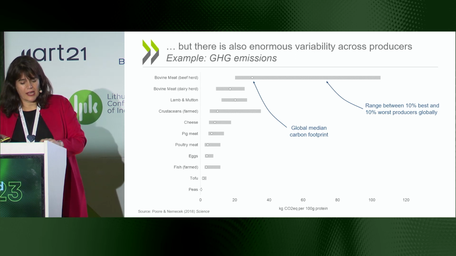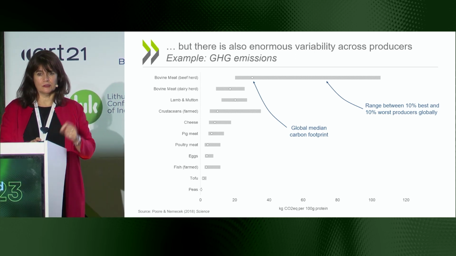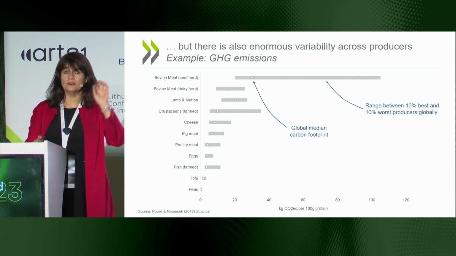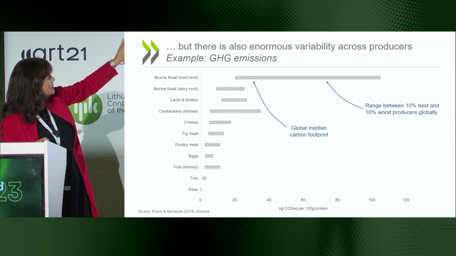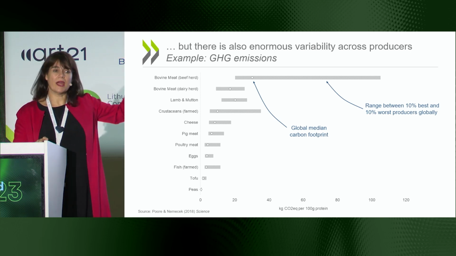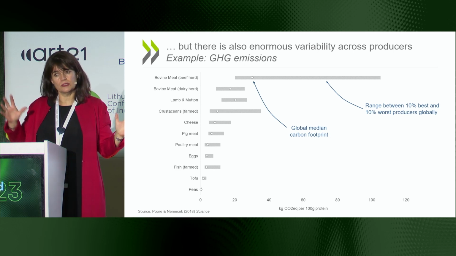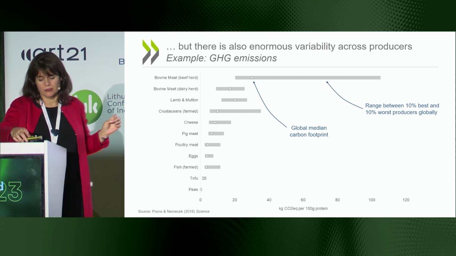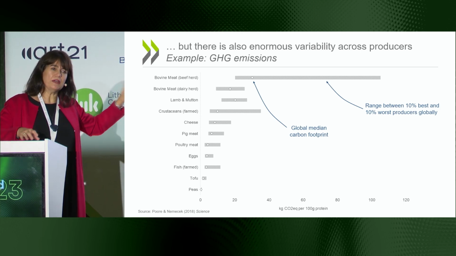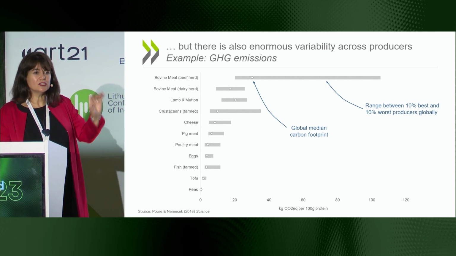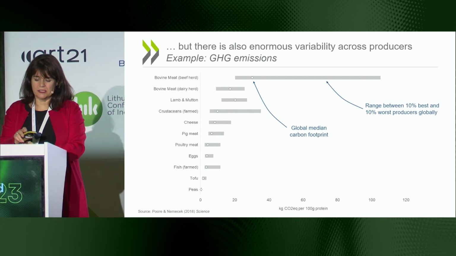Within those averages, there's actually a big difference between producers, and that can be even producers within the same country. The white dot shows the global median, and the grey line is the range between the 10% best performing and the 10% worst performing producers in terms of carbon footprint. So the message from this slide is that we need to move beyond the averages and move to the specifics.